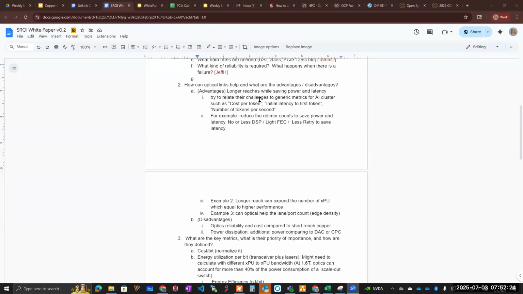and give people suggestions on how optical can help, if optical can help, or if optical can stimulate a different idea, using optics that does not increase the cost, but is comparable with using copper. So I think that's exactly what we'd like to see in the discussion.